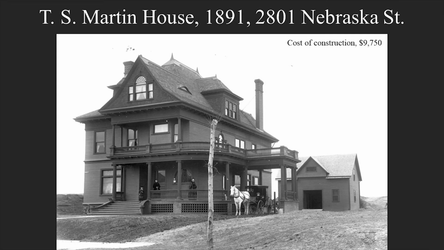T.S. Martin, the department store magnate, had this house built in 1891 at 2801 Nebraska Street for the cost of $9,750. What I find fascinating about this, the house was built in 1891, but features a characteristic that wasn't common until later. If you look at the front gable on the left side of the photograph, it has a multi-pitched roof. You don't really see that until after the start of the 20th century, until around 1901 or 1905, when Queen Anne Victorian style architecture is kind of waning away.